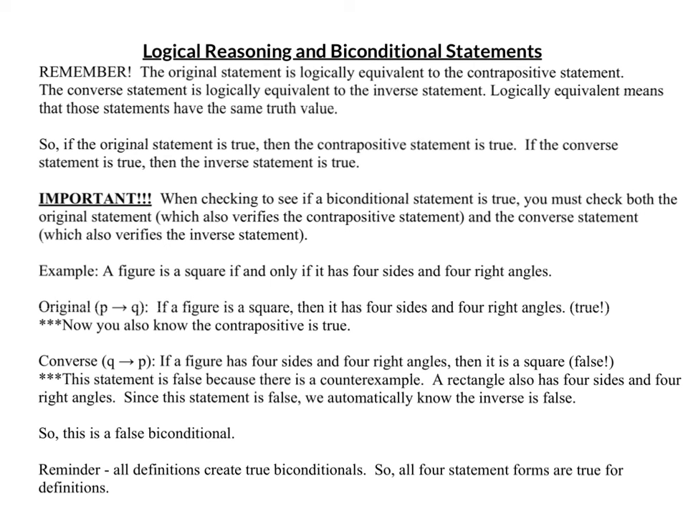Now this is false because there's another figure that has 4 sides and 4 right angles. In other words, there exists a counterexample. It could be a rectangle. A rectangle has 4 sides and 4 right angles. So that is not a true statement because there exists a counterexample. Remember, even if it's true most of the time, if you have one counterexample, it's automatically false. Now, since the converse is false, we automatically know the inverse is false. So since the converse was false, this biconditional is false.